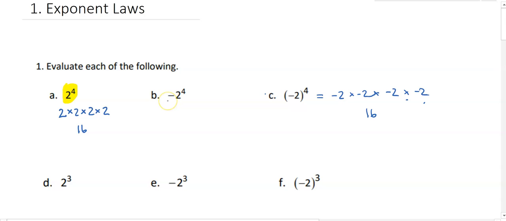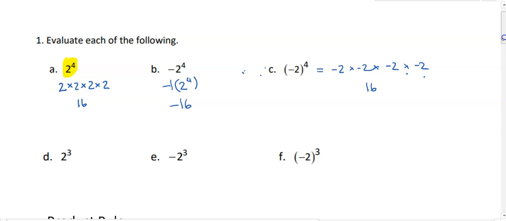Whereas if the negative is on the outside of the base, this is not in brackets, therefore this is read as negative multiplied by 2 to the power of 4. So you do 2 to the power of 4 and make it negative, or you could put a -1 out there and think of it as 2 to the power of 4 multiplied by -1. And that is -16. So where the negative falls makes a difference.